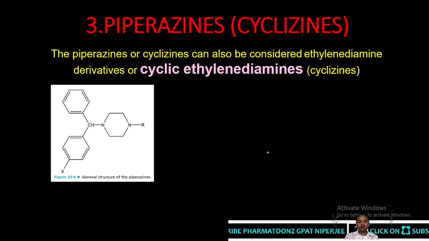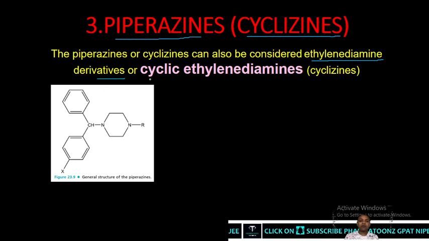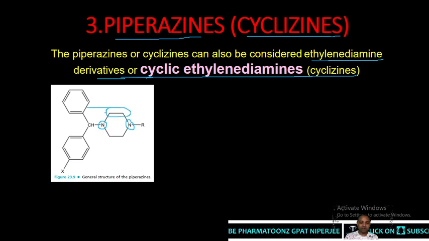So this is the third class of H1 receptor antagonists, which is called piperazine. We can also say they are cyclizines. Now what is piperazine or what is cyclizine? It can also be considered as an ethylenediamine derivative, but it is a cyclic ethylenediamine derivative. That's why it is called cyclizine. So why is it called a cyclic ethylenediamine derivative? Like ethylenediamine, two nitrogens are there, and in between these two nitrogens an ethylene chain is there. So that's why it is called a cyclic ethylenediamine derivative.